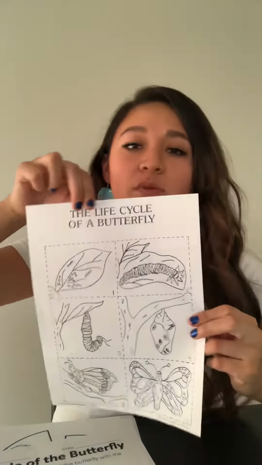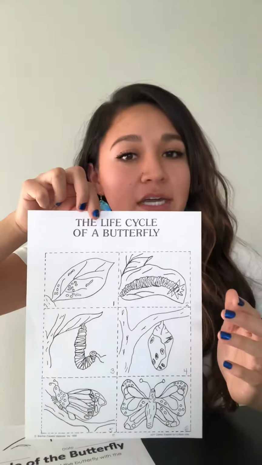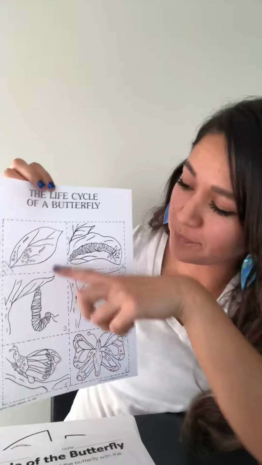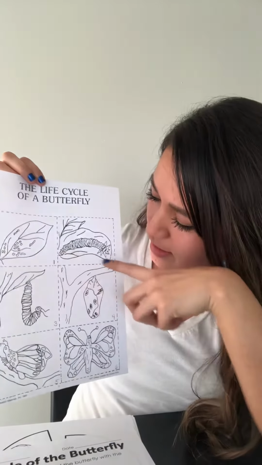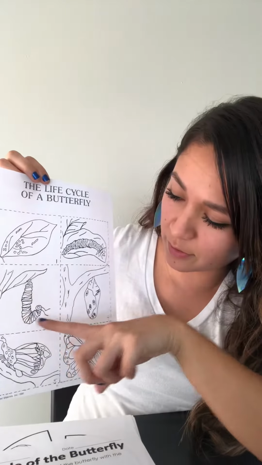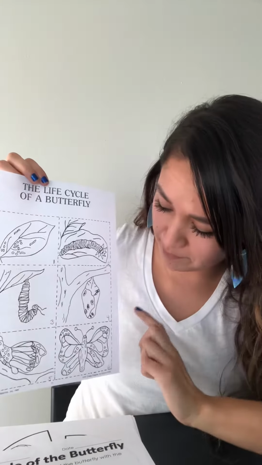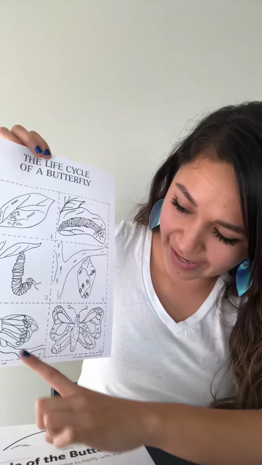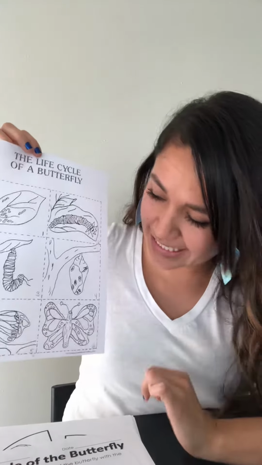But for you adults, we have the life cycle of a butterfly. So this one, it is a color cut and you can paste or make it into a book. It's totally up to you. But first are the eggs, second, caterpillar, third, chrysalis form, fourth, the cocoon, fifth, emerging butterfly, and sixth, the adult butterfly.